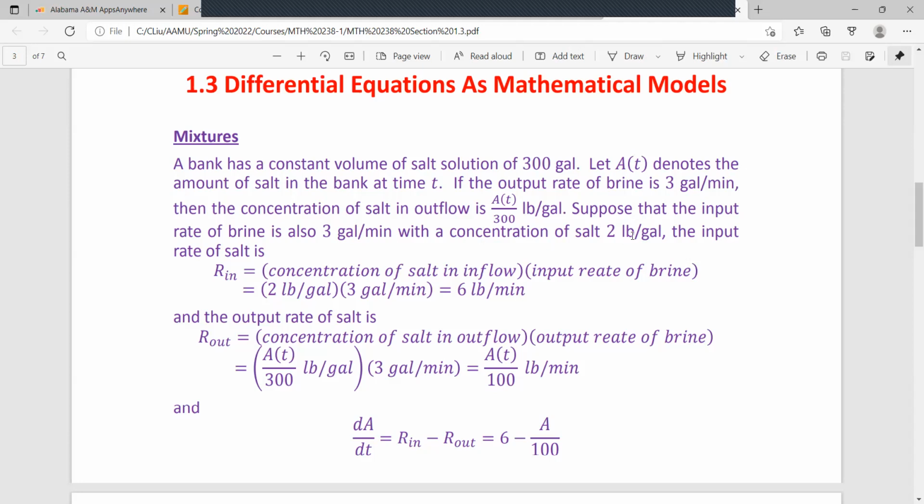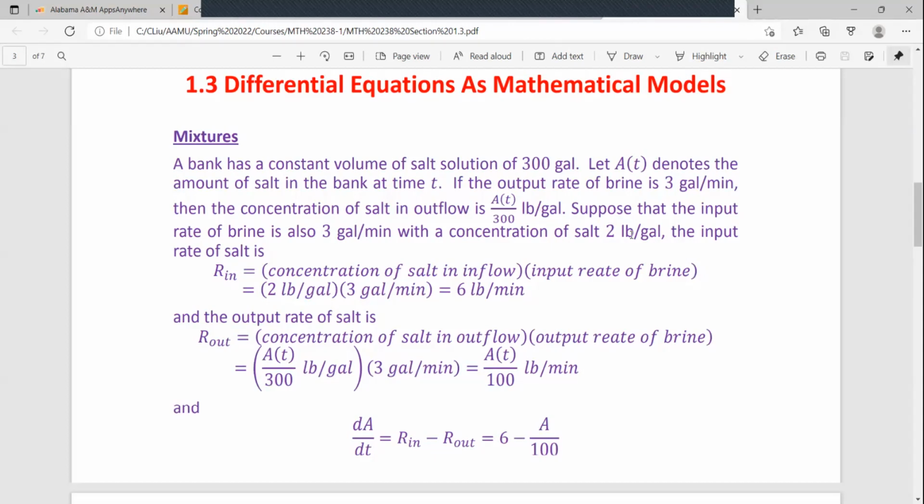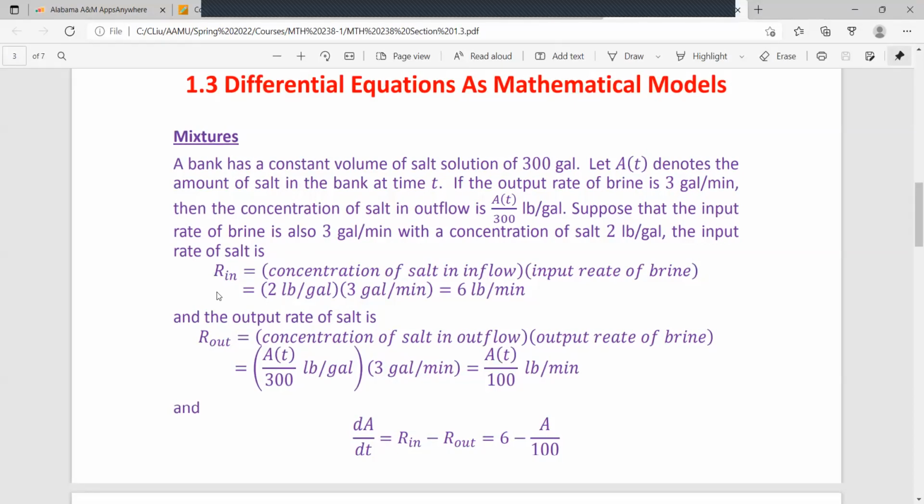Then we can use those to calculate the rate of change of the salt. But we have to distinguish between the input and the output rate. So the input rate of salt, that means the rate of pure salt input, is denoted by R_in, equal to the concentration of the salt in the inflow times the input rate of brine. How fast is it inputting into the tank? Concentration times the flow rate gives you the input rate of the salt.